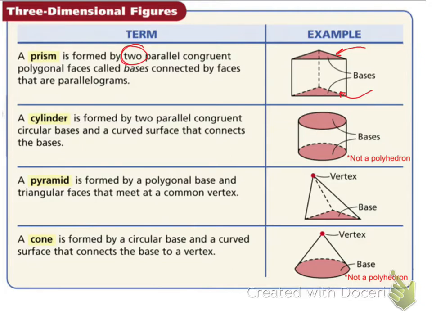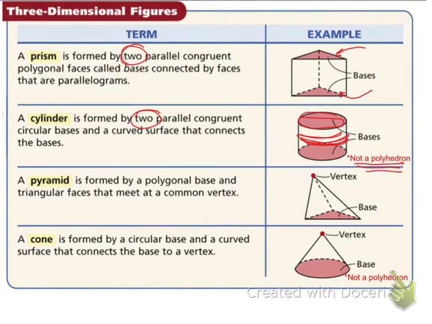Next is a cylinder. So we still have 2 circular bases. And then there's a curved surface that connects those bases. We'll find out next class that if we straightened out this curved side, called a lateral face, it actually makes a rectangle. So if we unfolded our cylinder, we would have 2 circles and a rectangle. Since our bases are circles or circular, it is not a polyhedron.